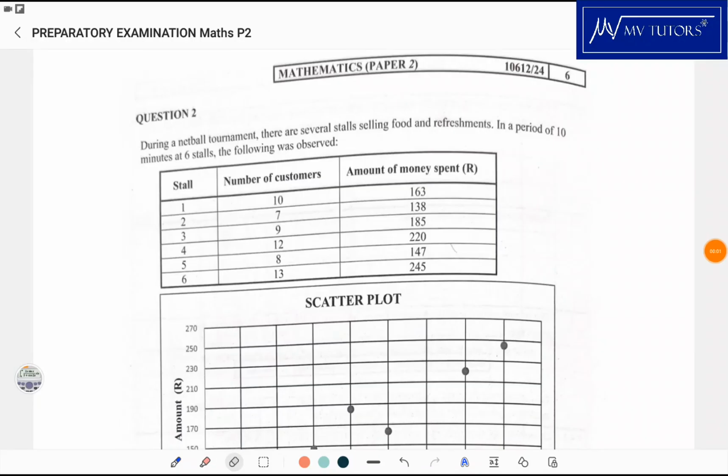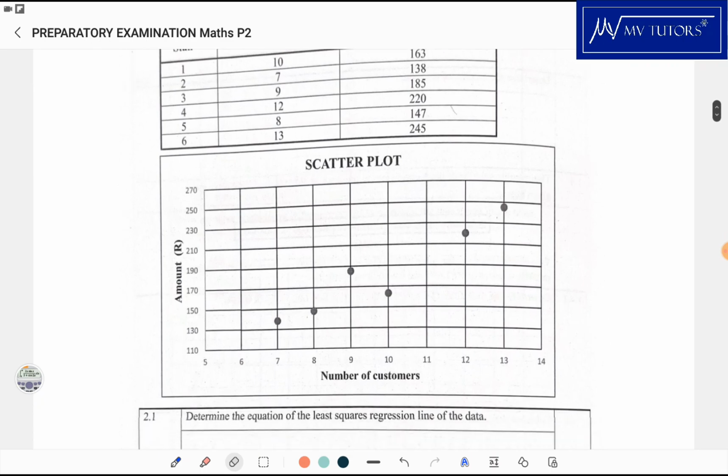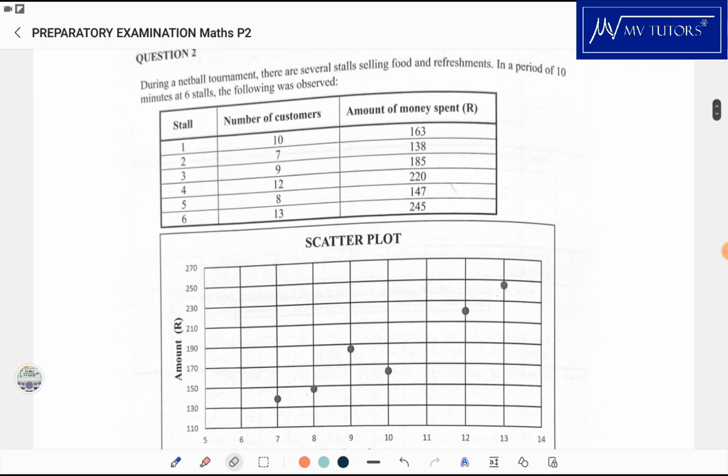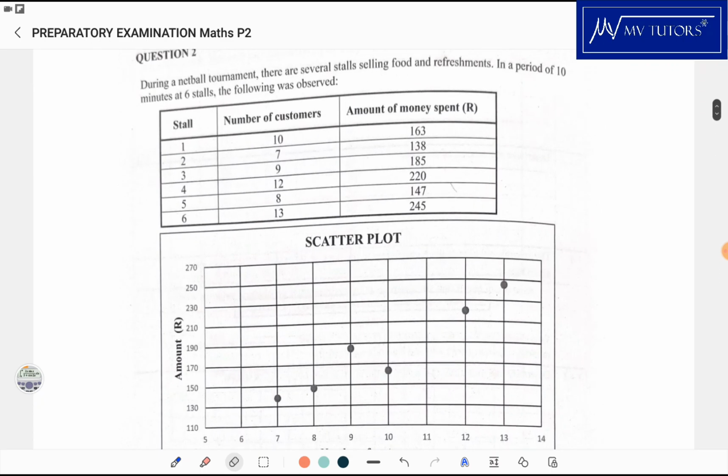Question 2. During a netball tournament, there are several stalls selling food and refreshments. In a period of 10 minutes at 6 stalls, the following was observed. We have the number of customers on the x-axis, the majority being 13 at stall number 6, and then the amount of money spent. At stall number 6 as well, we can see the most money spent, 245. So this was plotted for us.